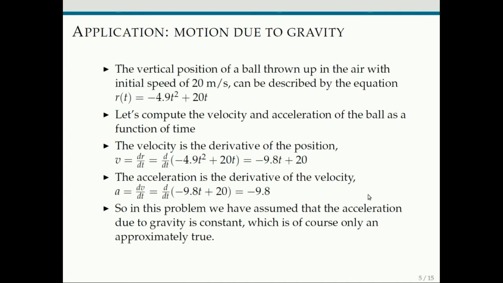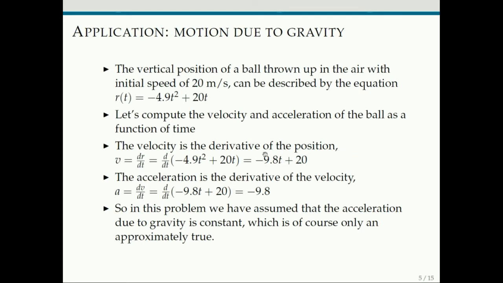Let's see if we can apply this. Suppose that somebody throws up a ball in the air with an initial speed of 20 meters per second. And I tell you that the equation that describes the position of the ball is given by r of t is minus 4.9 t squared plus 20t. Let's compute the velocity and acceleration of the ball as a function of time.